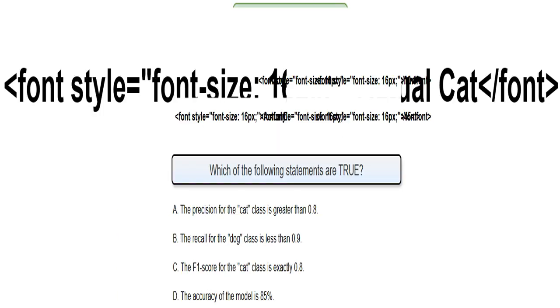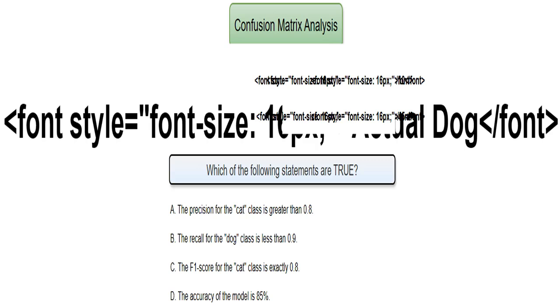This row shows the actual number of cat images in the test set. I use this number to calculate true positives, correctly predicted cats, and false negatives, cats incorrectly predicted as dogs. This row shows the actual number of dog images in the test set. I use it to find true positives, correctly predicted dogs, and false negatives, dogs incorrectly predicted as cats.